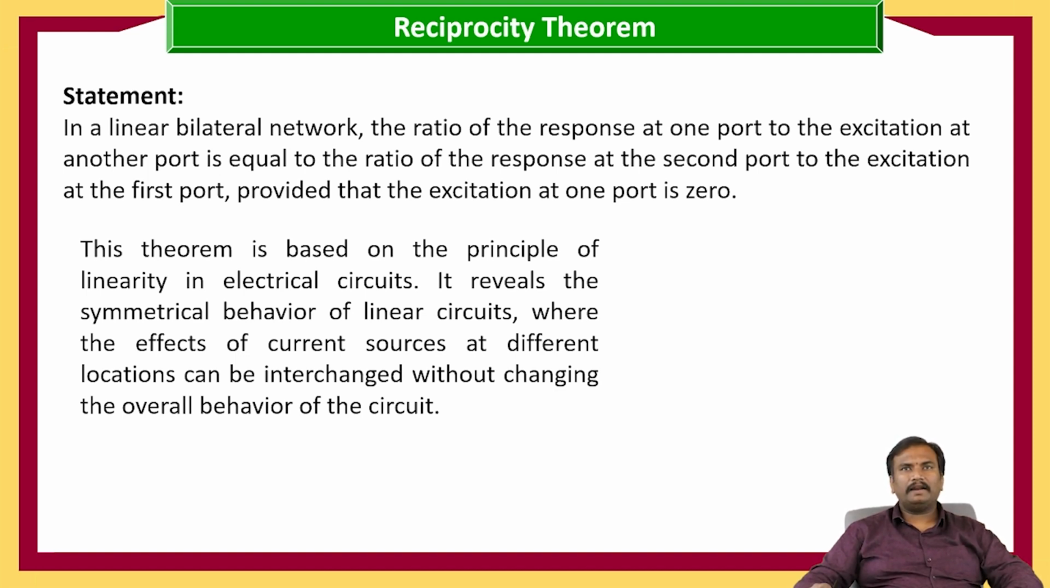In a linear bilateral network, the ratio of response at one port to the excitation at another port is equal to the ratio of response at the second port to the excitation at the first port, provided that excitation at one port is 0. Here, when we are having a single source network, the response to the excitation is the same when we interchange the positions of response and excitation.